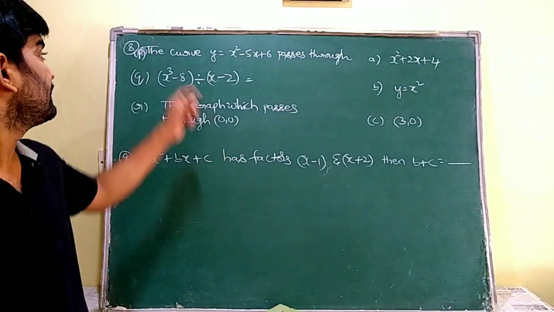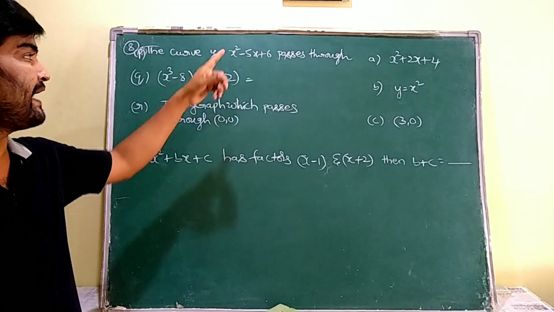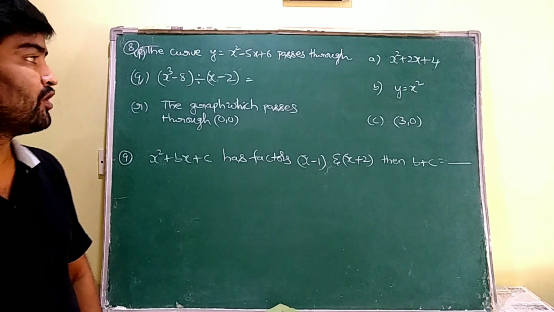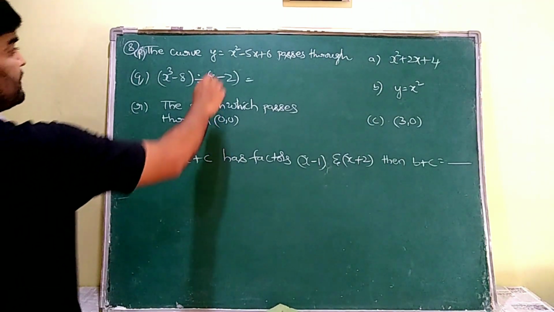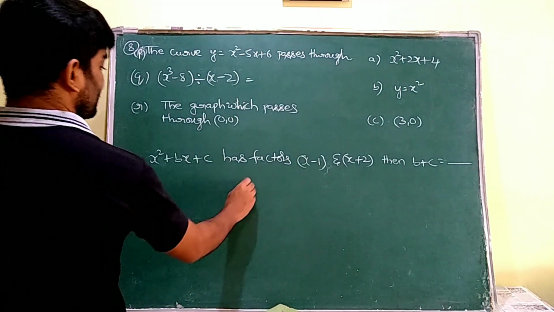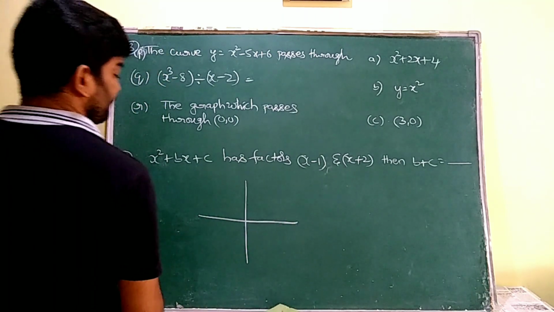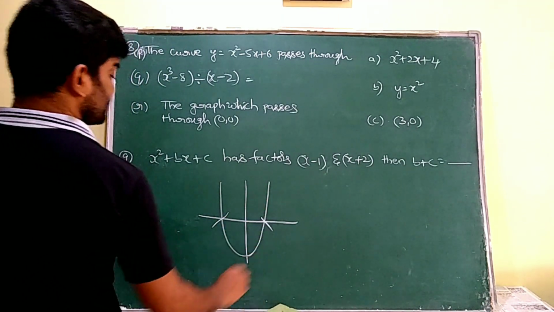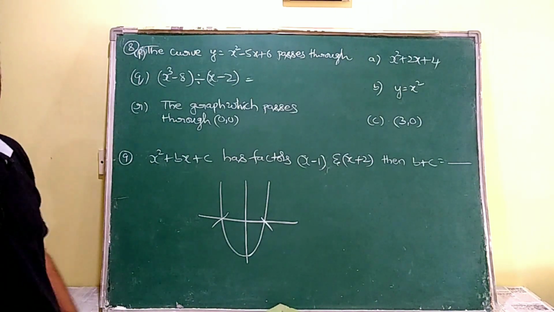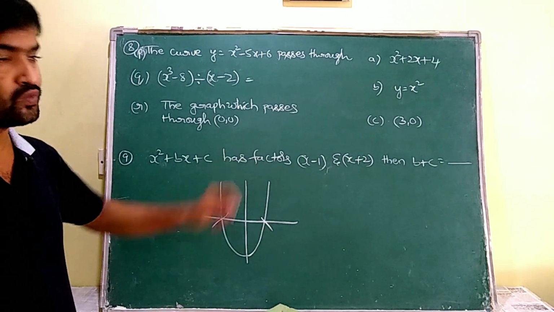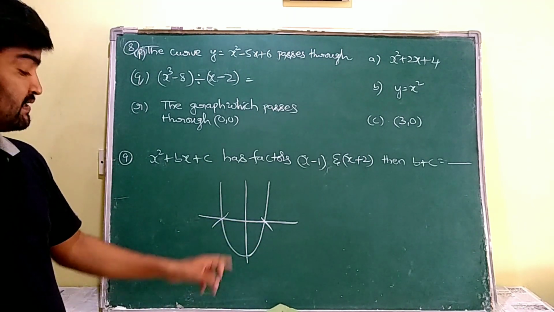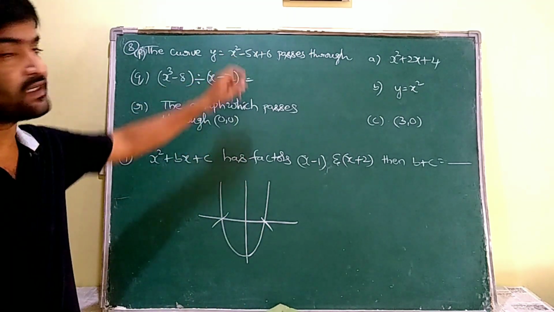See ma, the curve y is equal to x square minus 5x plus 6 passes through, is what it is asking. Okay, we know that this curve represents a parabola. If this parabola goes like this, then these 2 points are the points this curve passes through. That means these two are the solutions of this curve.